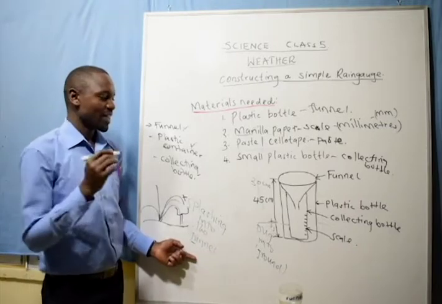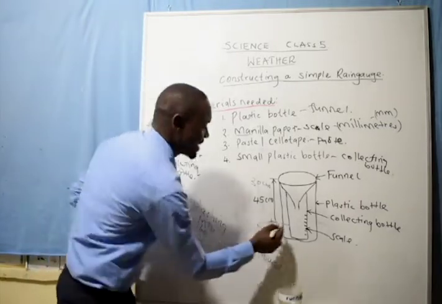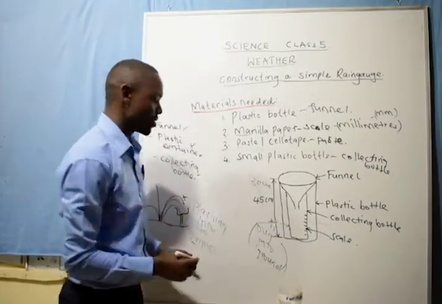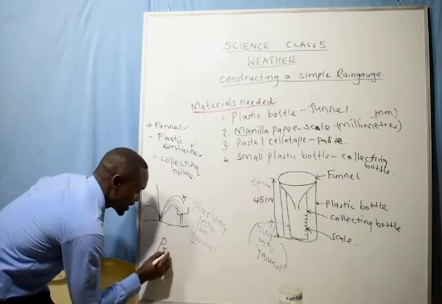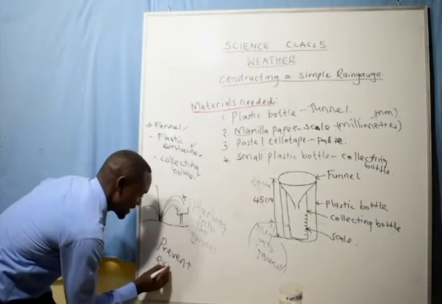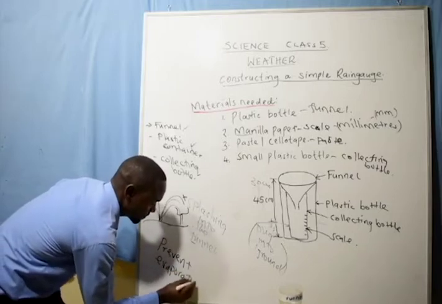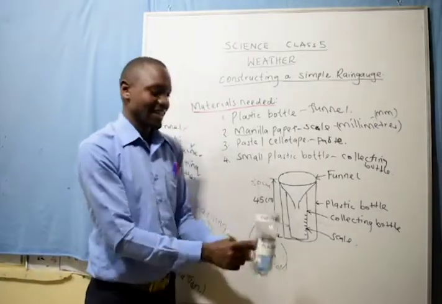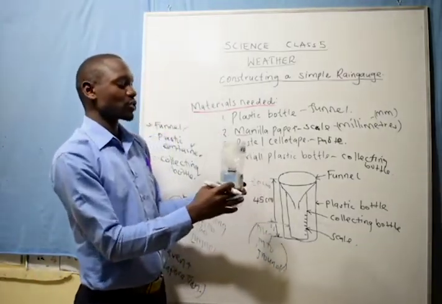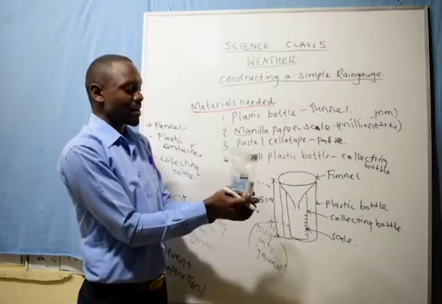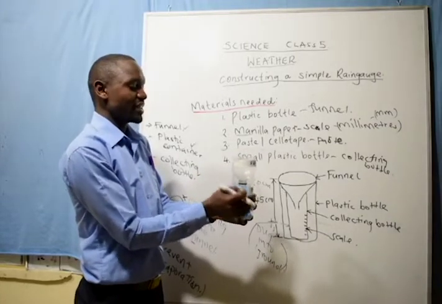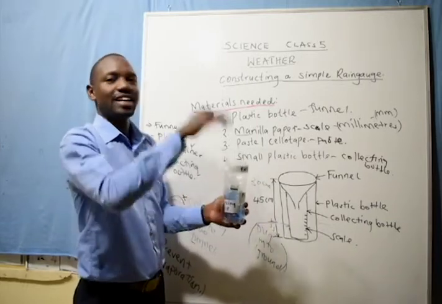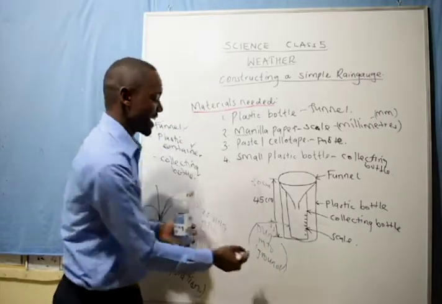The other reason we say we dig it into the ground. Why do we dig it into the ground? It is dug into the ground to prevent evaporation. What is evaporation? The water that is collected in the collecting bottle, if it is not inside the ground, the heat from the sun or the sun rays will heat the water so that it evaporates away. Remember it will be covered like this inside the ground. So that is why it is done into the ground.